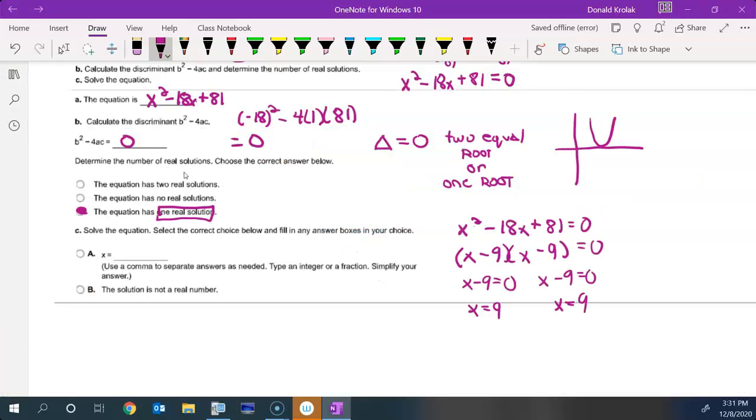Equal or one real root, so x is equal to 9.